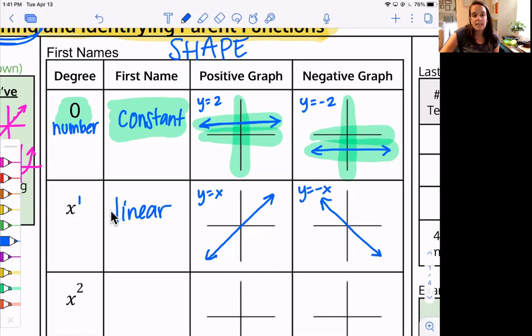So when we had our linear lines, they created straight lines like this. And if it's positive, it's going up. If it's negative, it's going down.